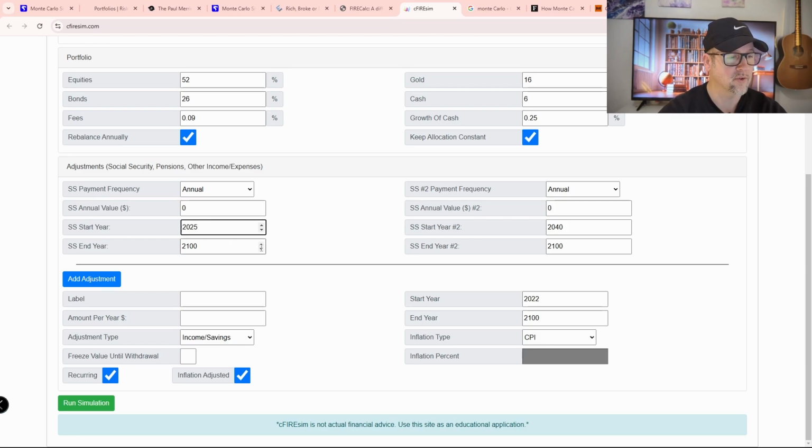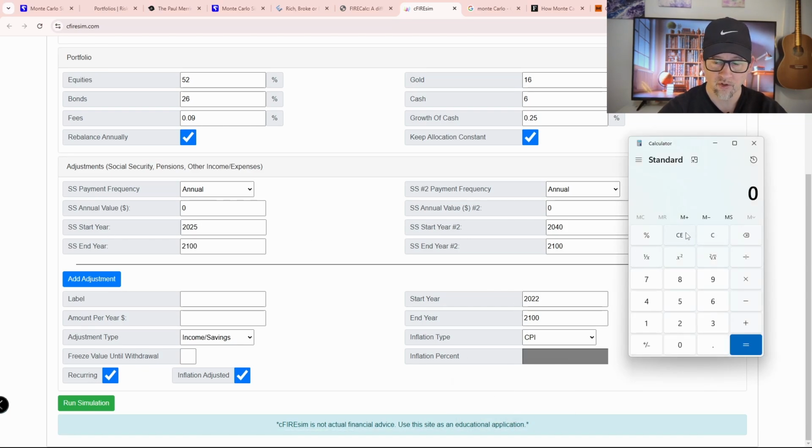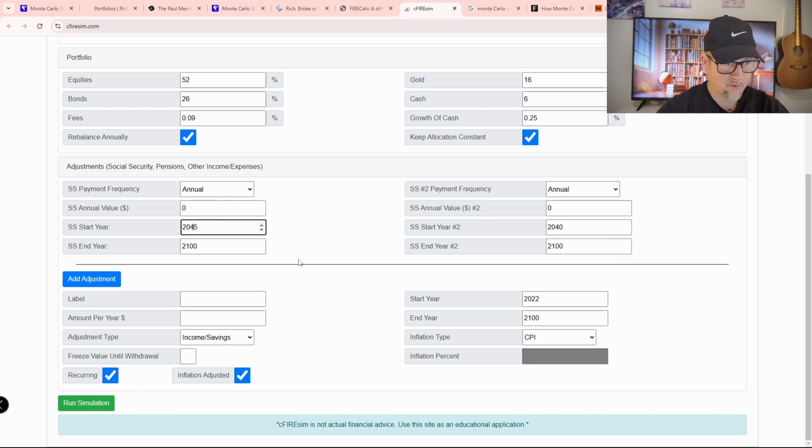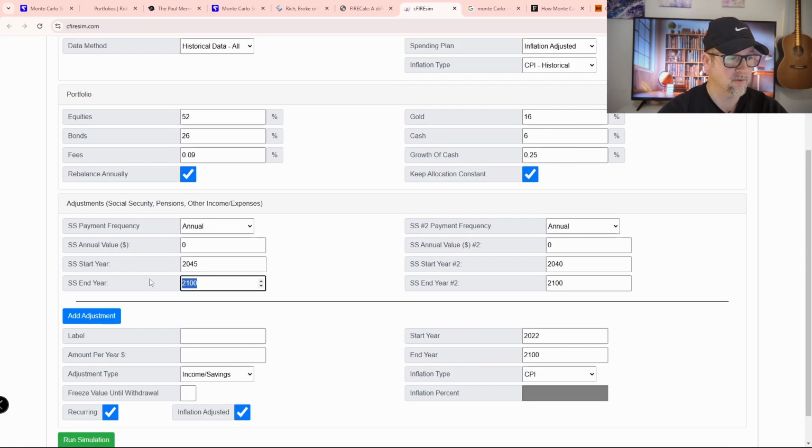2025. I'm sorry. Start a Social Security year. So we got to do 2025. So you're 50 years old. You're going to start collecting your retirement at, let's say, 70. Okay, so that's 20 years. So 20 years from today is 2045, and then we expect to live to 2065. Same thing with our spouse, 2045 and 2065. Okay, run that.